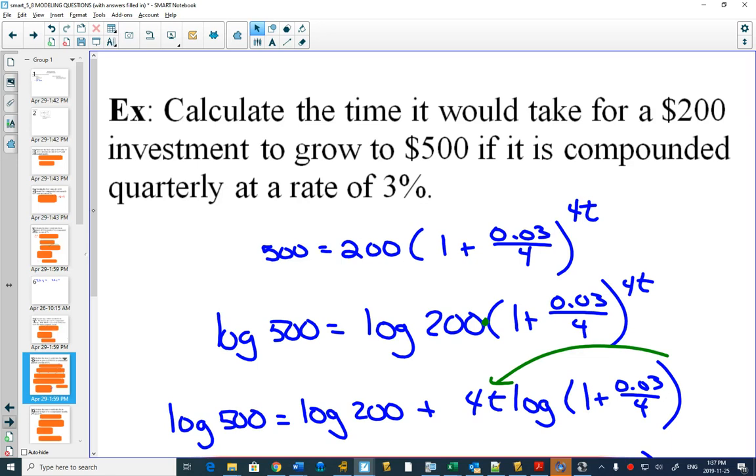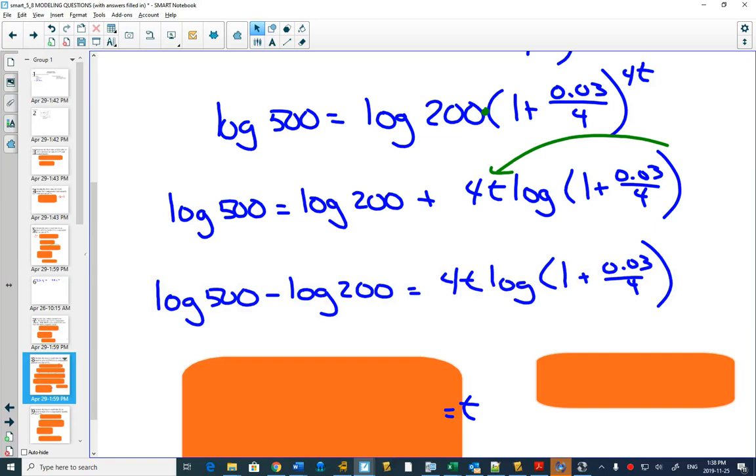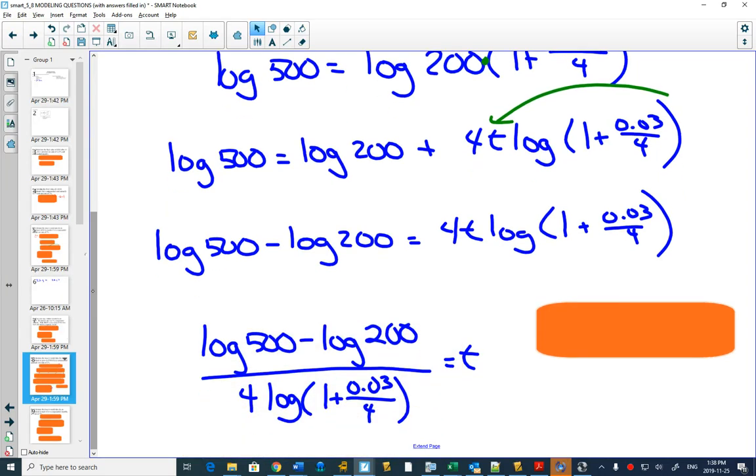Once you've got the exponent out, it's just a matter of using your algebra skills to get t by itself. So I want to move the log 200 to the other side, so I'm going to subtract. Once I've subtracted, then I'm going to have to divide by the 4 and the log to get t by itself. Plug that into my calculator, and I get 30.66 years.